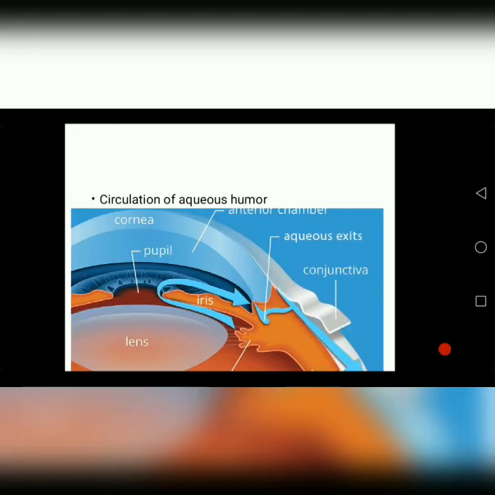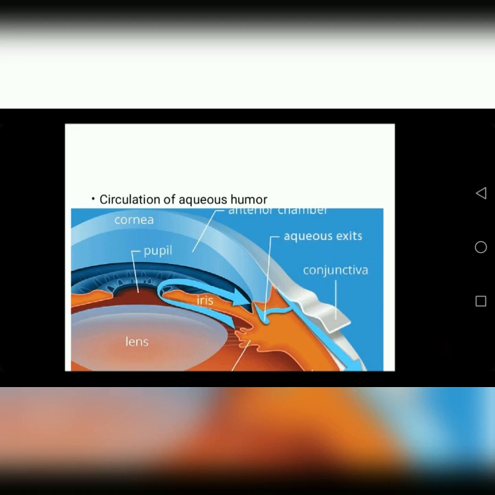So, the circulation of the aqueous humor. As we said, aqueous humor is formed through the ciliary processes and pumped into the posterior chamber of the eye. The posterior chamber lies between the lens posteriorly and the iris anteriorly. The fluid then passes through the pupil to move to the anterior chamber of the eye. Then it passes through the iridocorneal angle to be absorbed or drained.